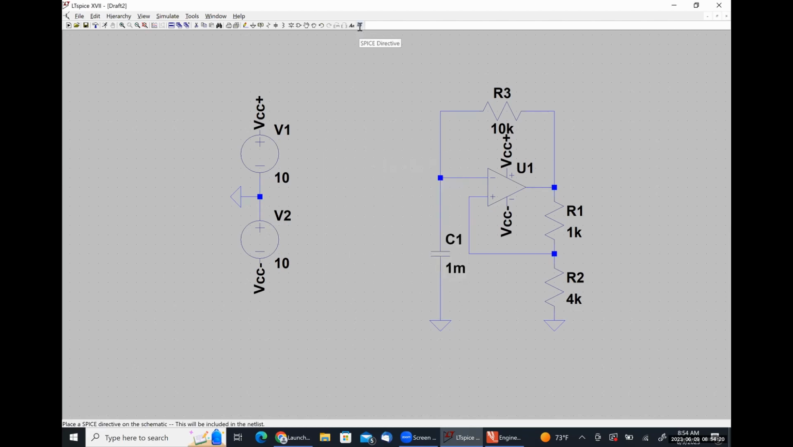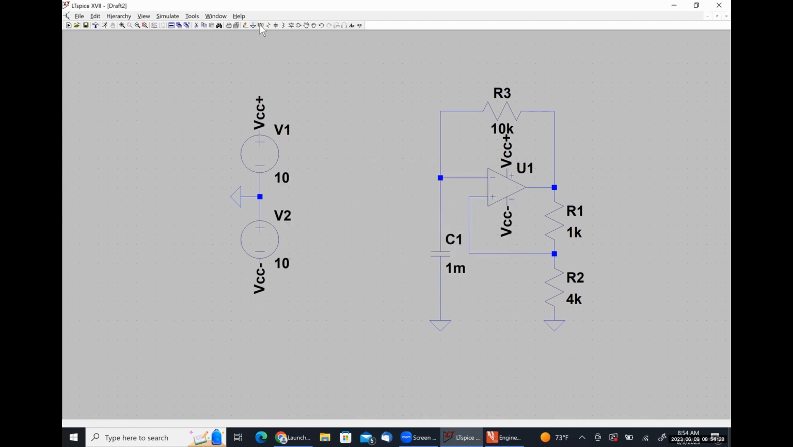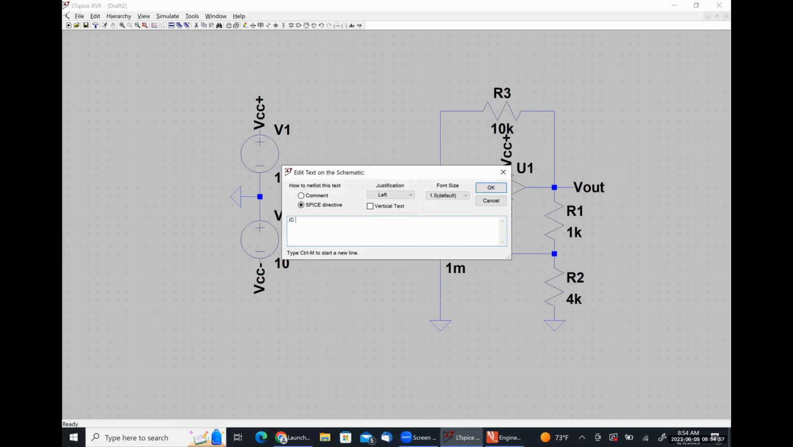And because I'm dealing with a capacitor, I'm going to do .IC. Actually, hold on. Let me label this node VC, just for the sake of argument. Let me label this node VREF, just so we can see what's going on. And let me label this node Vout, like so.